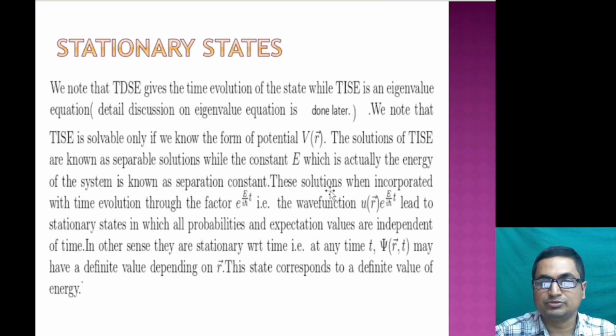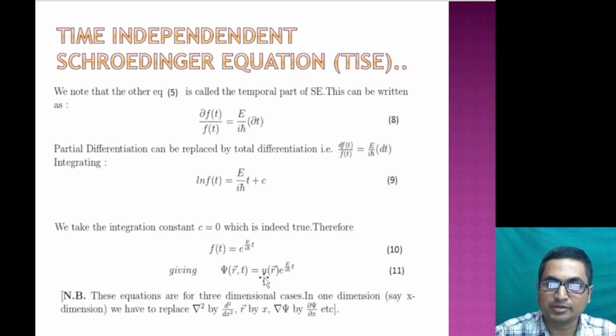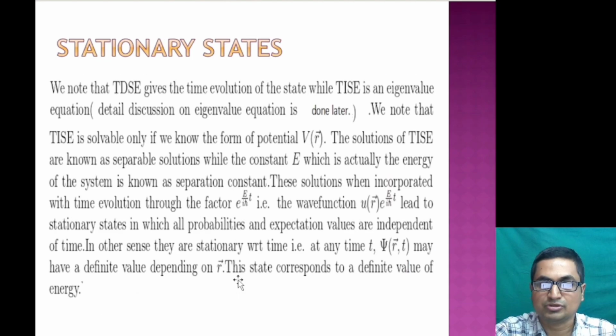So we are left with the time-independent Schrödinger equation, which we will solve to get the separable solutions, and these solutions will be combined with the temporal part, or the temporal solution of the Schrödinger equation, to get the total wave function in this form, which is equation 11. So u will be found from the solution of the time-independent Schrödinger equation, and multiplying that time-independent solution with this exponential form will give us the total time-dependent solution.